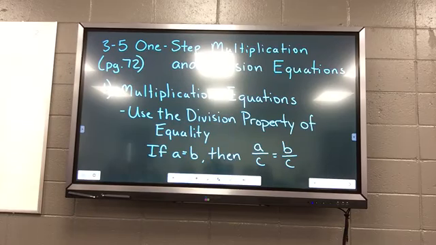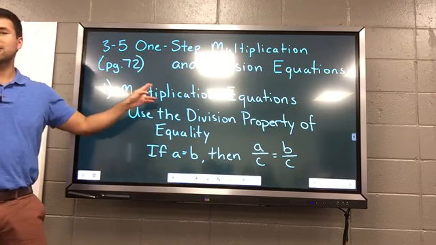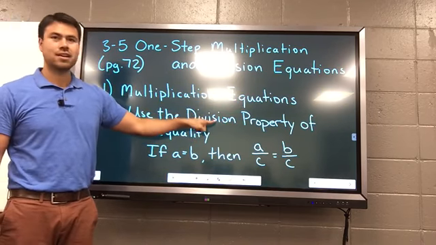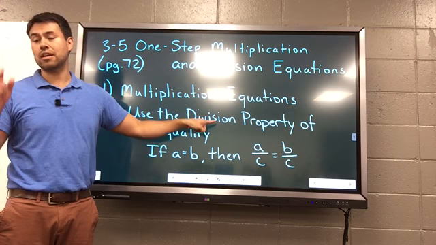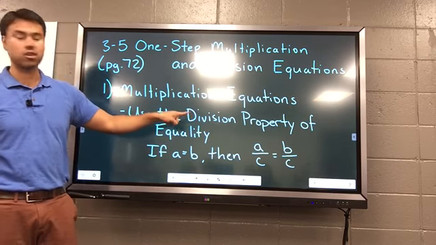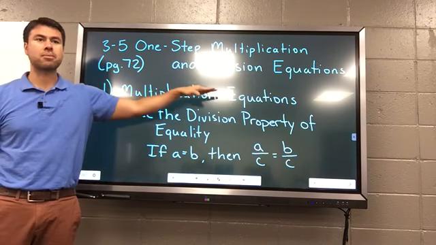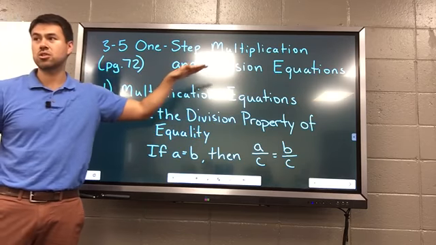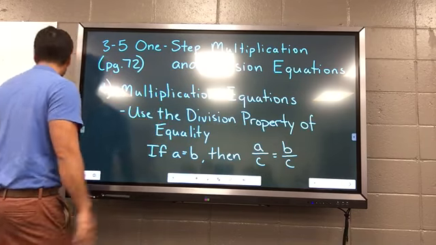And the first equation we're going to deal with is a multiplication equation. If it's a multiplication equation, what property am I going to use? The division property. Now, do you guys notice on my notes, if you remember on Friday or if you look at them, do you remember for addition equations, which property do you use? Subtraction property. For subtraction equations, you use addition property. So you see how these are inverse operations?